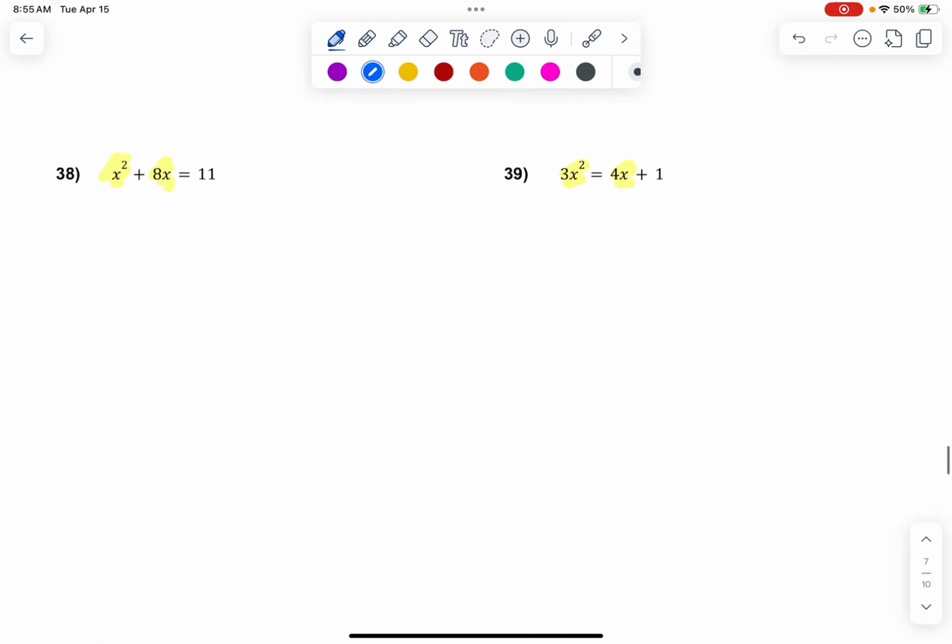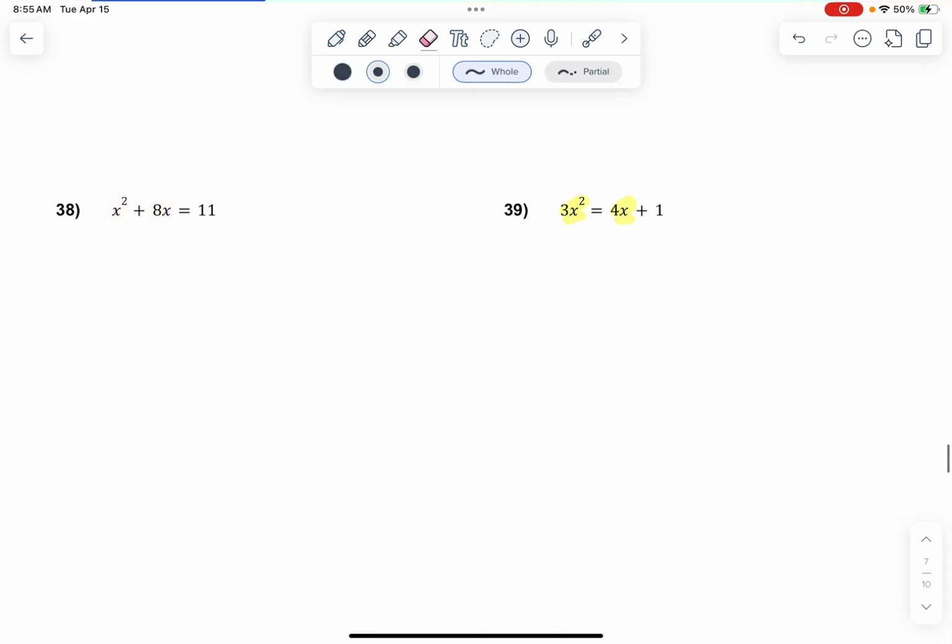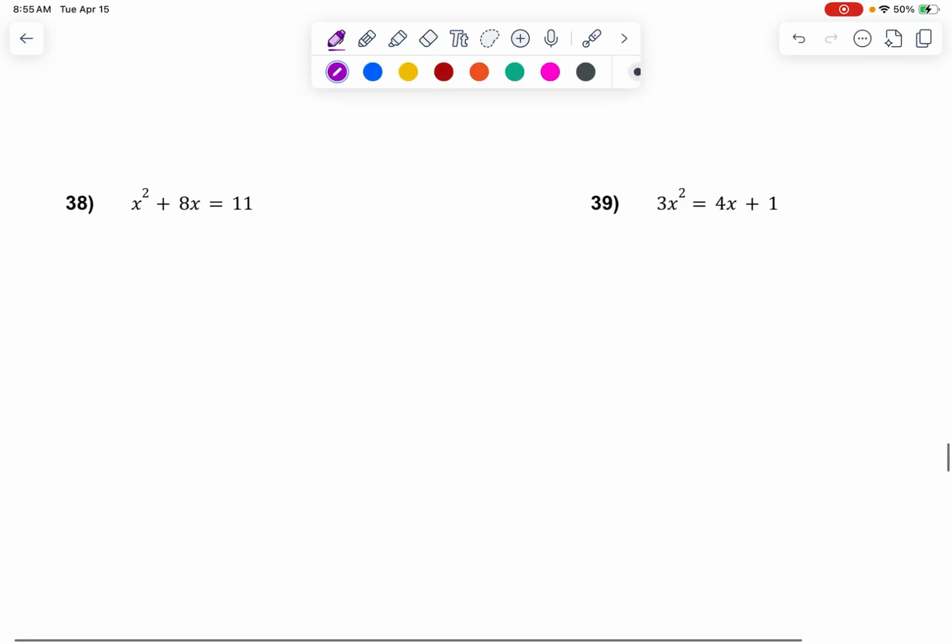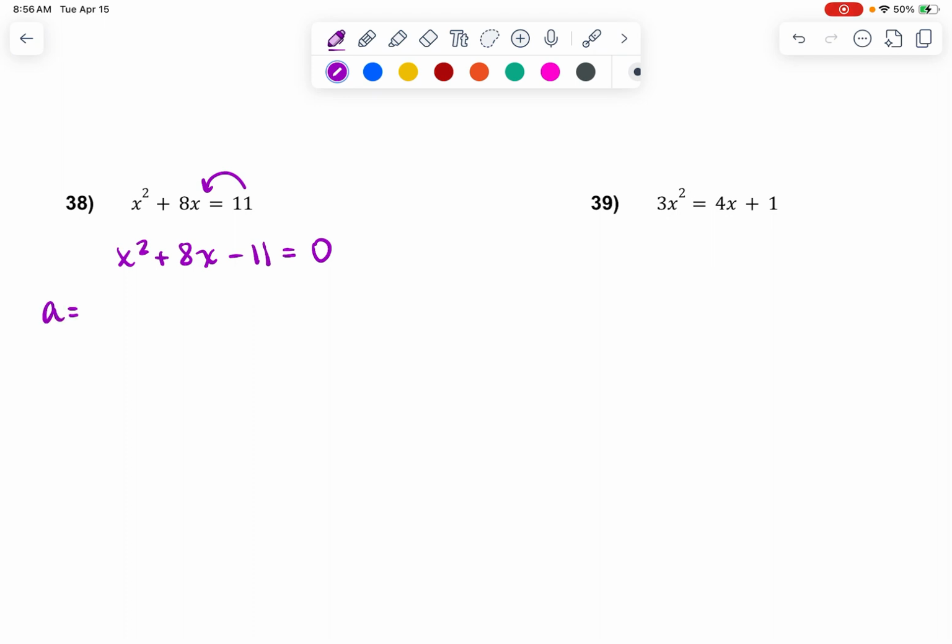All right, last 2 here on this page. Let me erase all these negatives. I'm just going to do quadratic formula on both of these. I actually think I have to because I don't think they're factorable just by looking at them. So, of course, we need to get that 11 to the other side. So x squared plus 8x minus 11 equals 0. So a is 1, b is 8, c is negative 11.